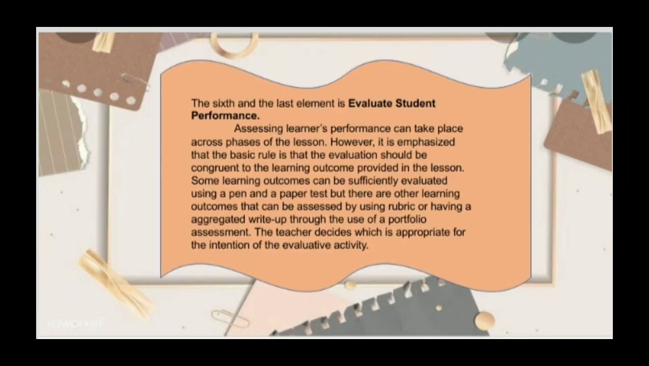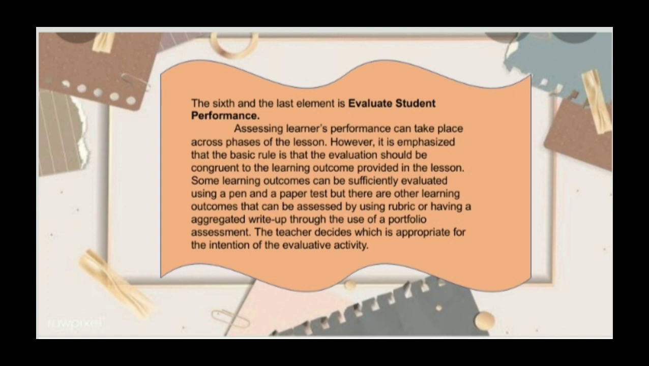And the sixth and the last element is evaluate student performance. Assessing learners' performance can take place across phases of the lesson. However, it is emphasized that the basic rule is that the evaluation should be congruent to the learning outcome provided in the lesson. Some learning outcomes can be sufficiently evaluated using a pen and paper test, but there are other learning outcomes that can be assessed by using a rubric or having aggregated write-ups through the use of a portfolio assessment. The teacher decides which is appropriate for the intention of the evaluative activity.